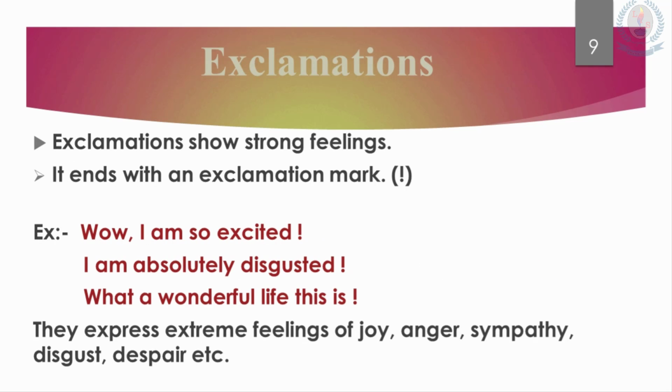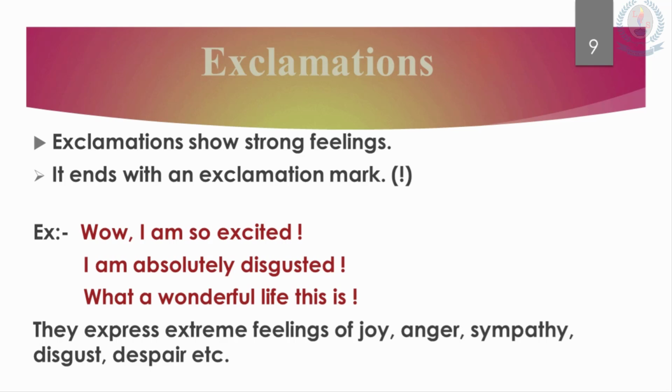The next type of sentences is exclamations. Exclamations show strong feelings. They express extreme feelings of joy, anger, sympathy, disgust, despair, etc. It ends with an exclamation mark. So, you can easily recognize exclamations by the exclamation mark at the end.